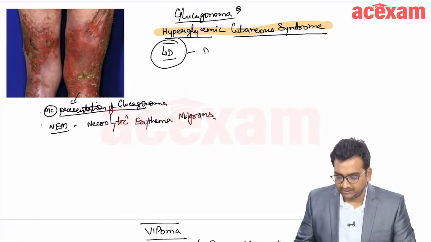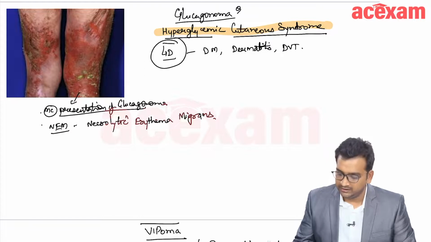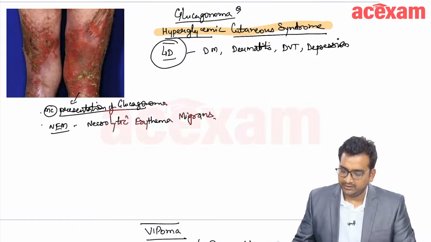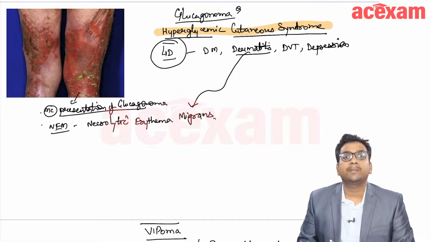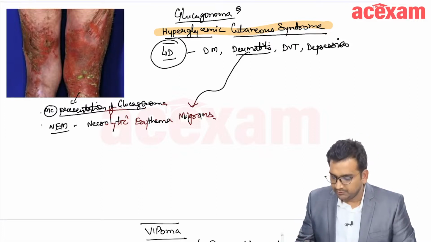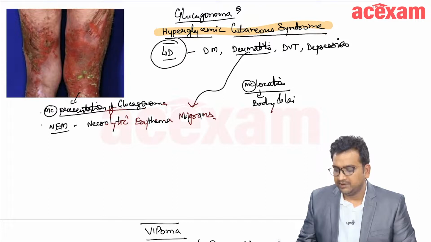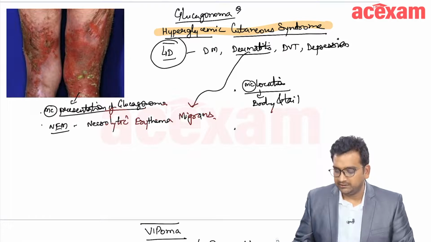Now it is also characterized by a 4D. This 4D stands for diabetes mellitus, dermatitis, DVT, and depression. And this dermatitis is actually necrolytic erythema migrans. Now most common location I have already discussed. The location is body and tail. Whether it is benign or malignant, only insulinoma is benign, other all are malignant, so it is malignant.